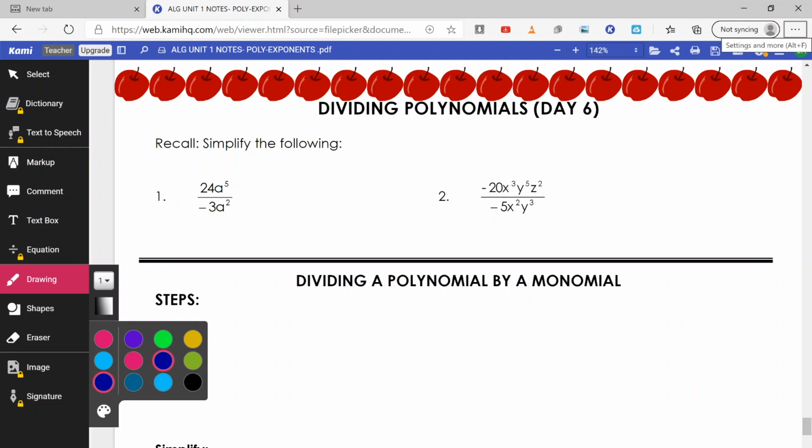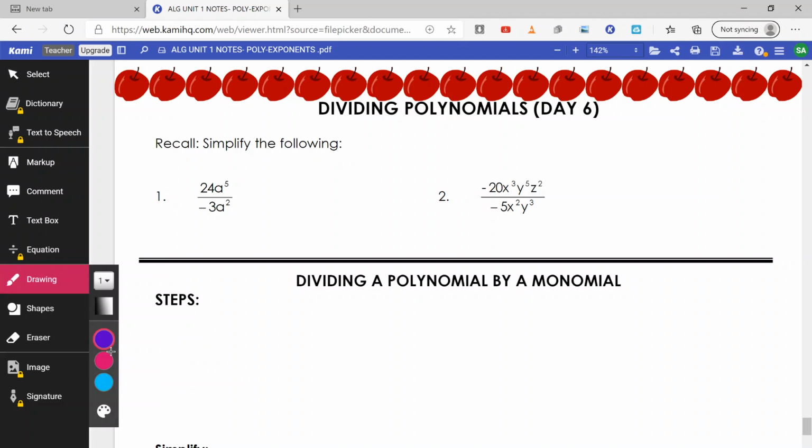We're going to take a look at how to divide polynomials today. So previously we looked at dividing a monomial by a monomial like we do here in numbers 1 and 2. When we divide monomials, we just go down the line and we divide the like terms.